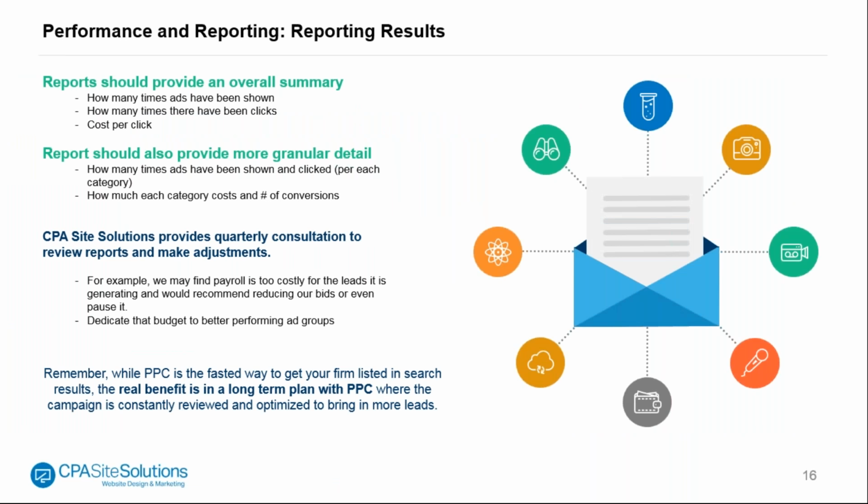In terms of looking at reports, your reports should include an overall summary of the activity on your account: how many times your ads have been shown, how many clicks you've gotten. You should also be able to see more granular detail so that you can find places for optimization and for the best return on your investment.